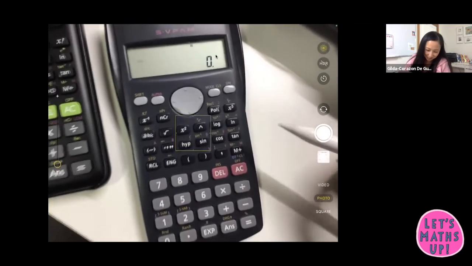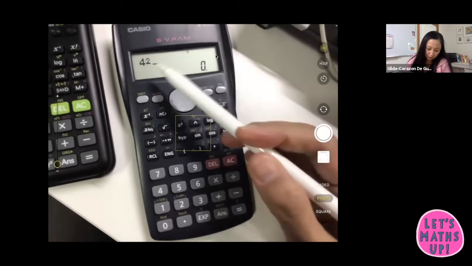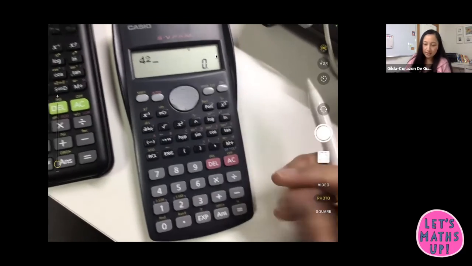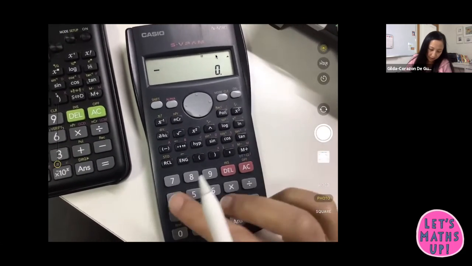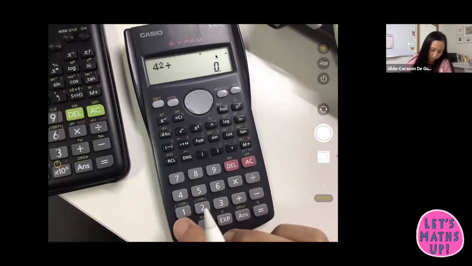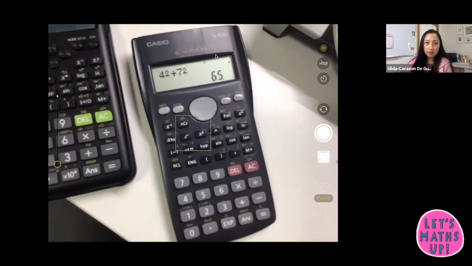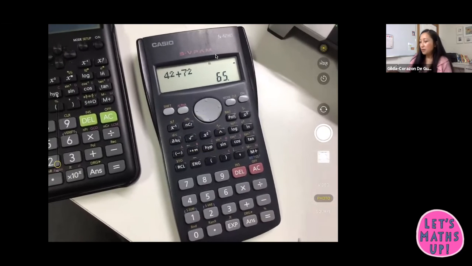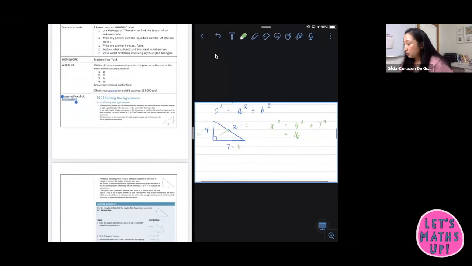All right, so you've got 4 squared. Sometimes it looks like that. And if you press equals, you'll get 16 as well. Okay, yeah, 4 squared plus 7 squared. And what do you get? You get 65. Yes. All right, let me go back to that. And we now know the answer. So 16 and 49, was it 65?